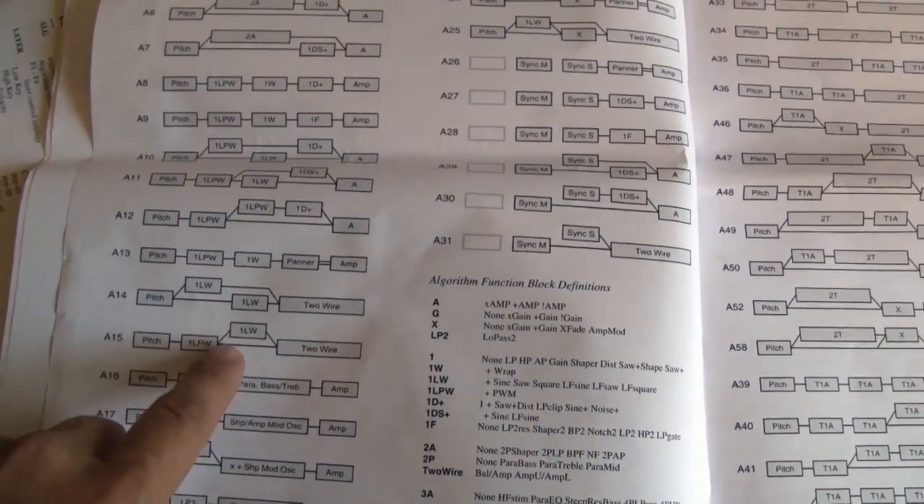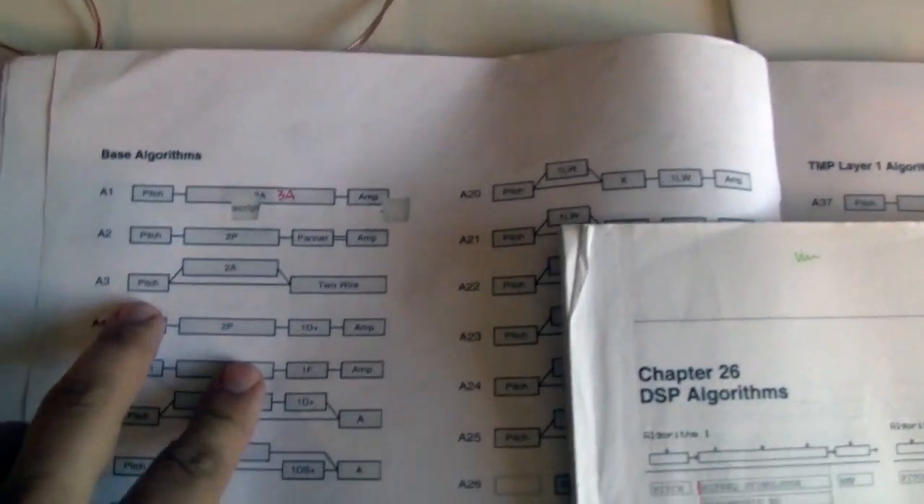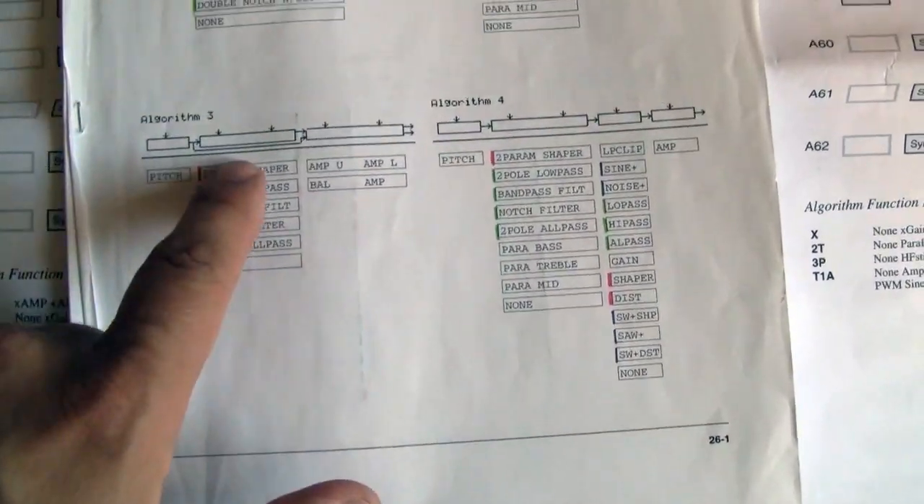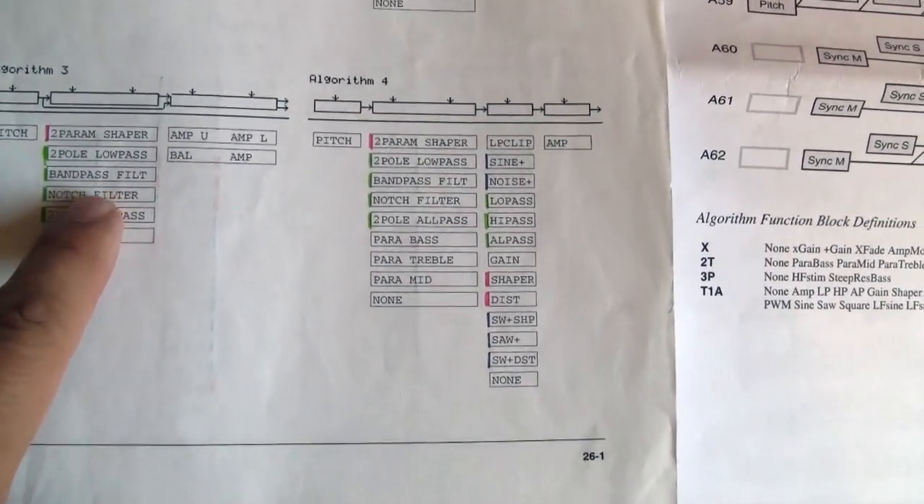As you can see in this reference, there are a lot of these algorithms, and each algorithm has specific fields where you can change the DSP function for it. Let me find it. Oh, here it is. So you have, for example, algorithm 3. Go to algorithm number 3, and you can choose like this. So you can assign a 2 parameter shaper, 2 pole low pass filter, band pass filter, and so on.